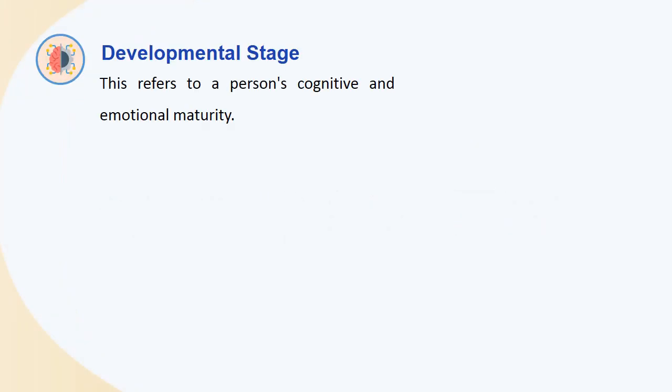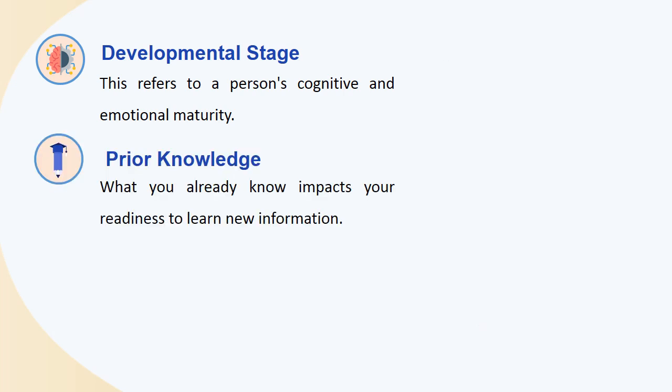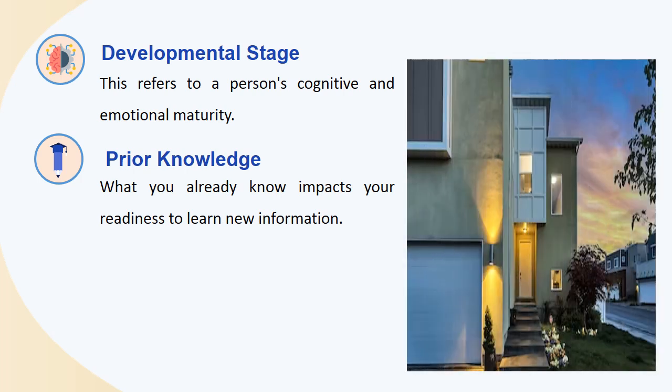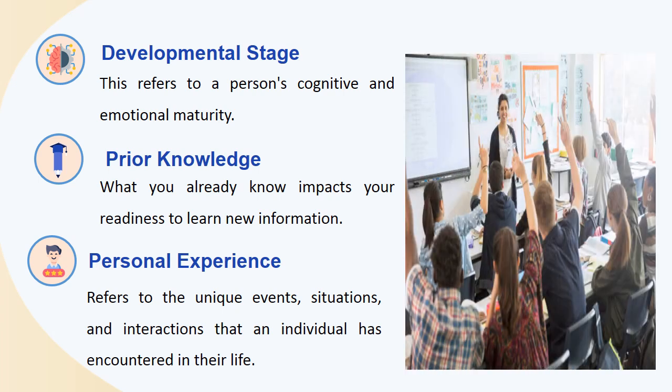1. Developmental readiness. This refers to a person's cognitive and emotional maturity. For example, a child might not be developmentally ready to grasp advanced mathematical concepts, but they are ready to learn basic arithmetic. 2. Prior knowledge. What you already know impacts your readiness to learn new information. It's like building a house. You need a solid foundation to add more layers. 3. Personal experience refers to the unique events, situations, and interactions that an individual has encountered in their life. These experiences are highly subjective and can encompass a wide range of activities and circumstances.